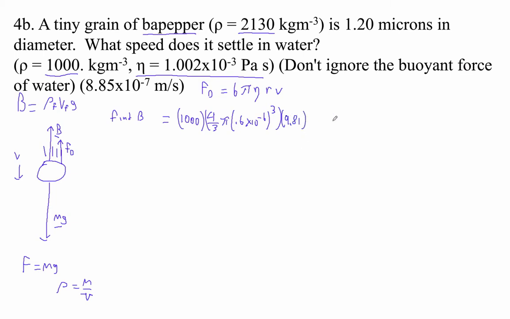Okay. So let's figure this out. So the buoyant force is 1,000 times 4 divided by 3 times pi times 0.6 e minus 6 raised to the third power times 9.81.